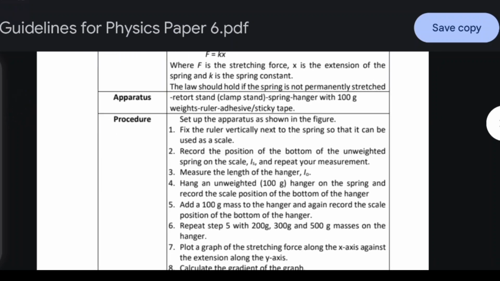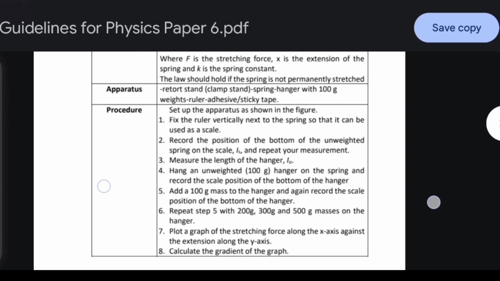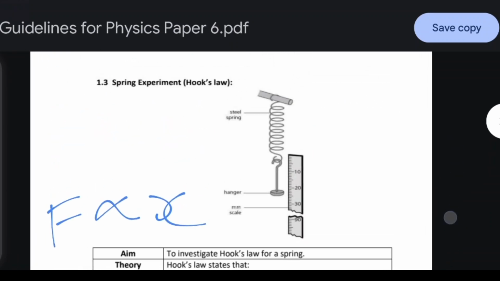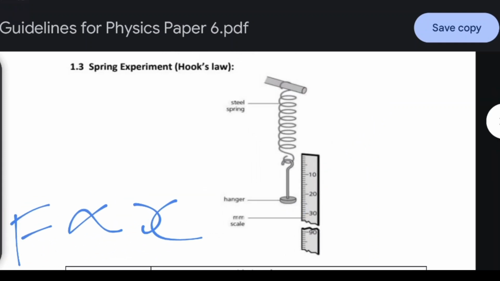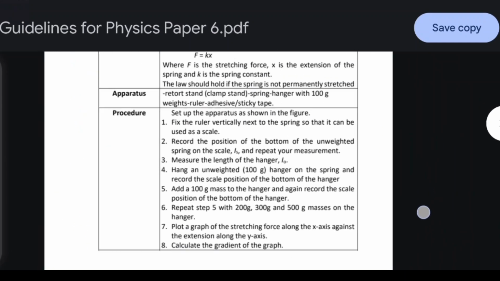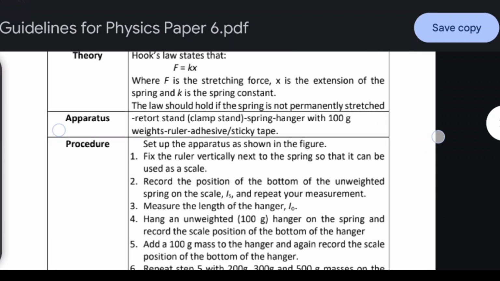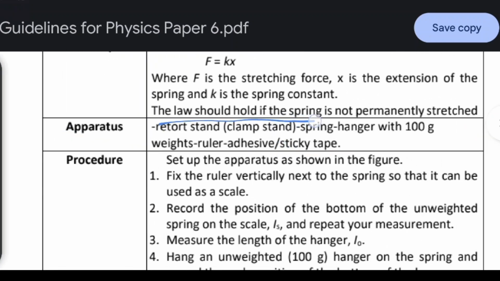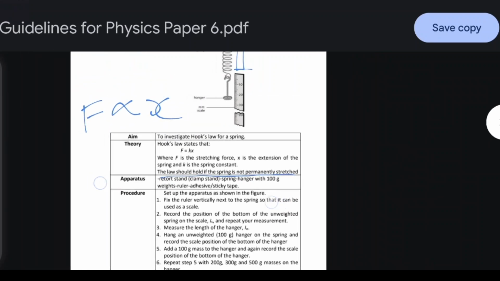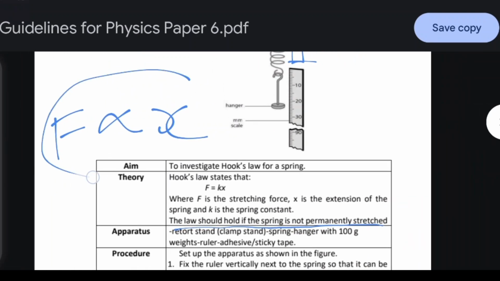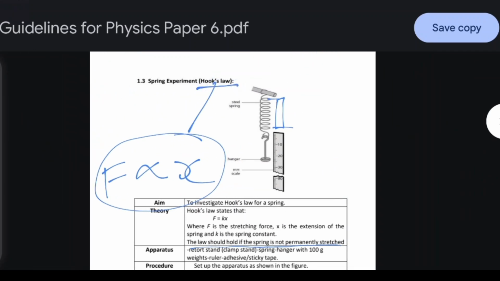Set up the apparatus as shown in the figure. Fix the ruler vertically next to the spring so that it can be used as a scale, so you can measure the length of the spring. I missed this point: the law should hold if the spring is not permanently stretched, because as long as this is directly proportional, Hooke's law will apply here.